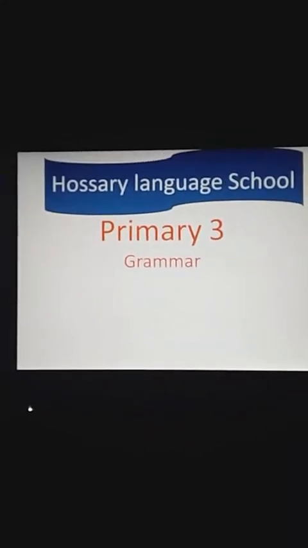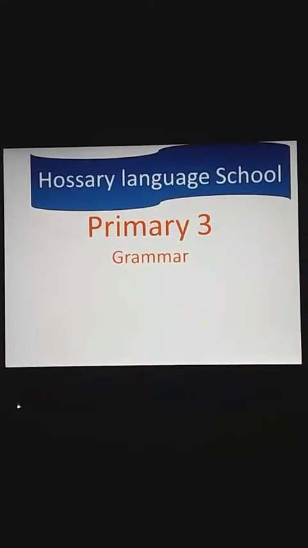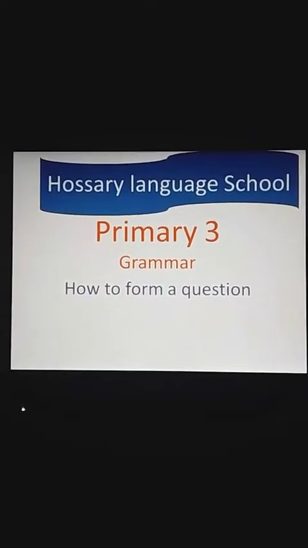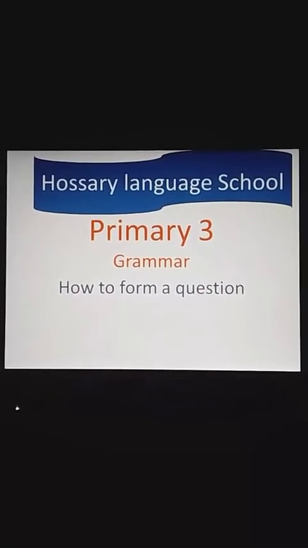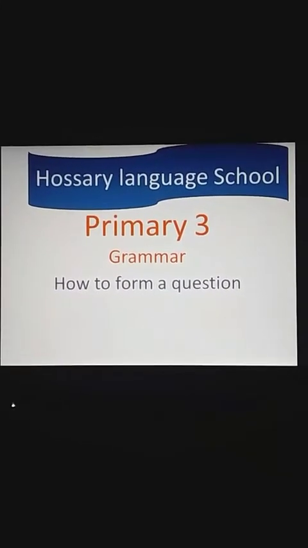Primary 3 Grammar. Today, we are going to take a new lesson about how to form a question. It's a very important lesson, and I want all of you to concentrate with me. So now we are going to know how to form a question. First, in order to form a question, we follow these steps. We have 5 main steps we have to follow in forming a question.